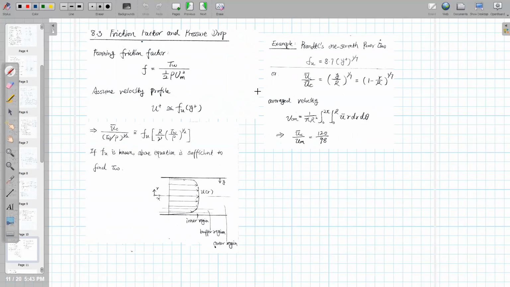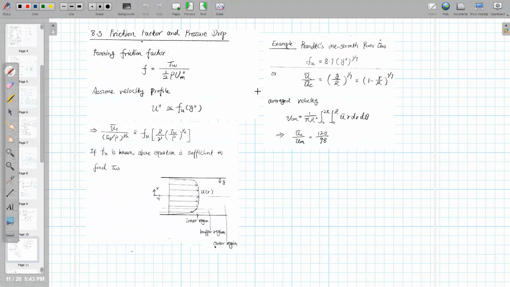So first we still look at the hydraulic performance, similar to before. We want to see what the velocity distribution will be in the turbulent field. And from the velocity distribution in the turbulent field, we try to find what the friction factor and the pressure drop will be for the fully developed turbulent pipe flow.